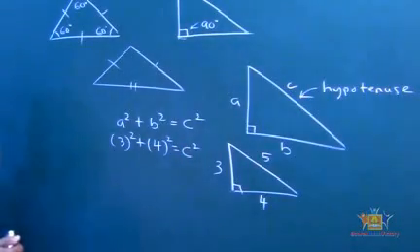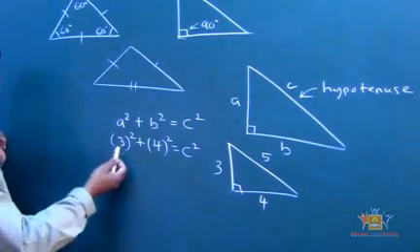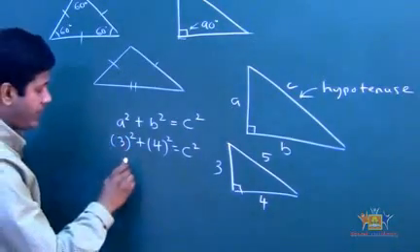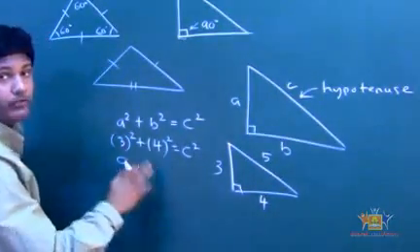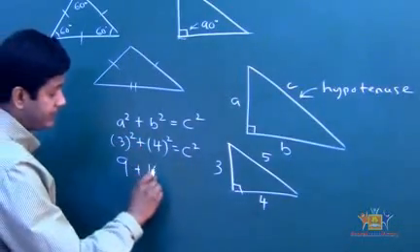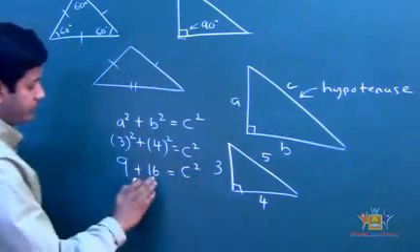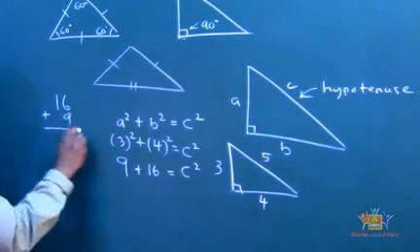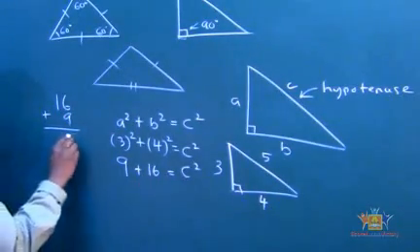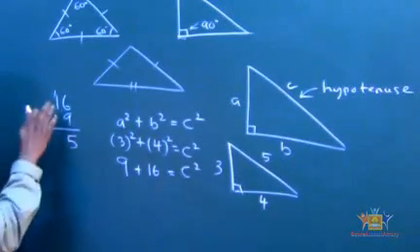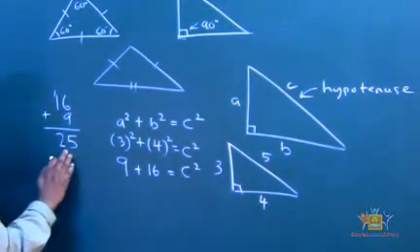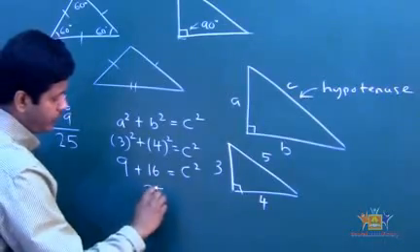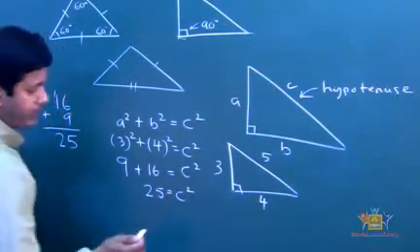So let's prove it. What is C squared going to be? 3 squared is 3 times 3, which is 9. 4 squared is 4 times 4, which is 16. So 9 plus 16, let's line it up. 6 plus 9 is 15, so 5, we carry the 1, 1 plus 1 is 2. That gives me 25. So 25 equals C squared.